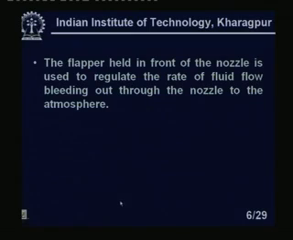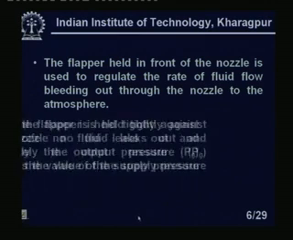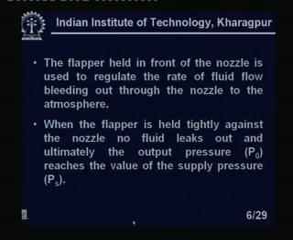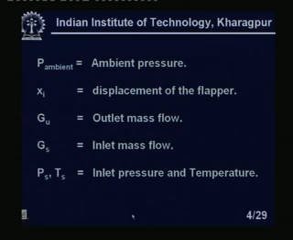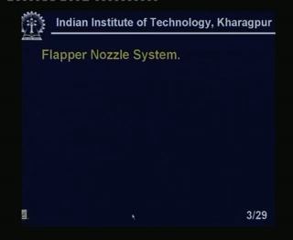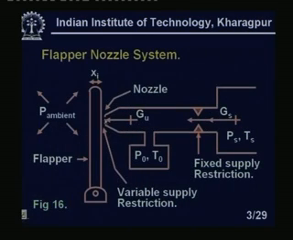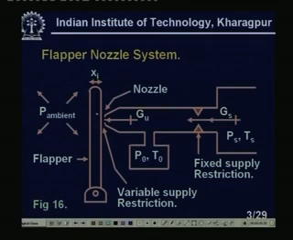The flapper held in front of the nozzle is used to regulate the rate of fluid flow bleeding out through the nozzle to the atmosphere. When the flapper is held tightly against the nozzle, no fluid leaks out, and ultimately the output pressure PO reaches the value of the supply pressure PS. Let us look at that. When this flapper comes very close to the nozzle, PS and PO will be the same at that point, right? But if it goes away, they will not be the same.